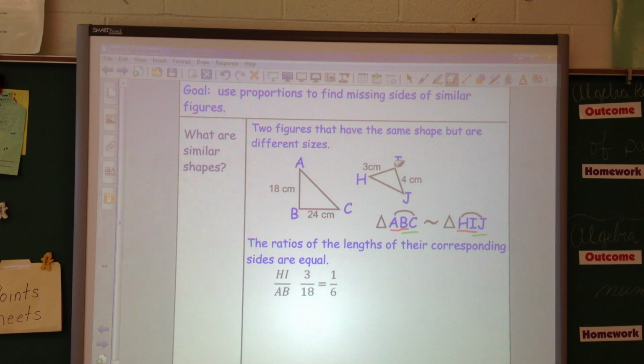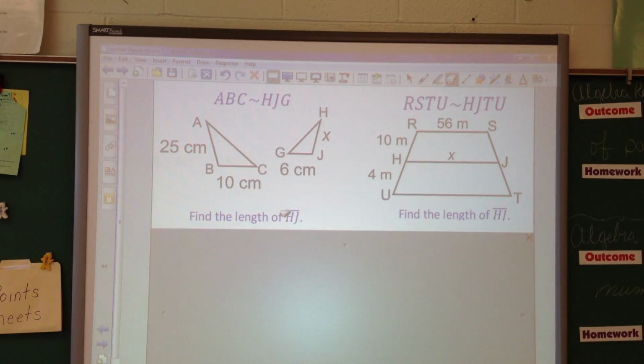Now another length that I have on the smaller triangle is IJ, and when I look at the name, it corresponds with BC. So I'm going to write that down as a ratio. And when I look at IJ, it's 4 centimeters, and BC is 24 centimeters. I write that as a ratio. When I simplify that ratio, I get 1/6. So they are equal. And we're going to use that information now to find missing lengths of some shapes.